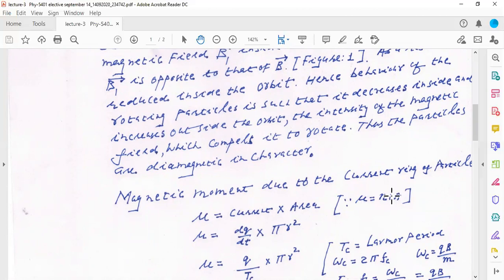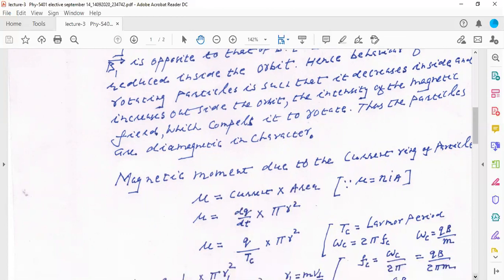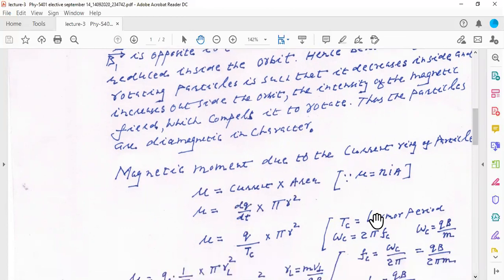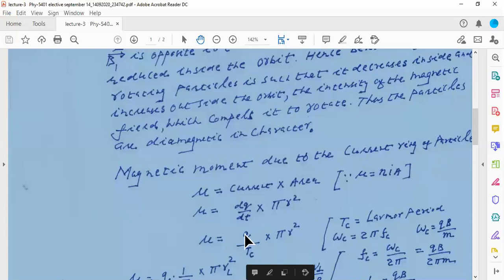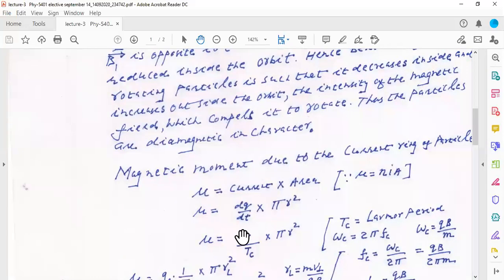Now I is a current, so we can take dq by dt. Current you can write as dq by dt, and the area of the circular orbit is pi r squared, where r is the Larmor radius, you can see. And now dq is the charge which is gyrating around the field line. It may be an electron, it may be an ion. So we write down the magnitude of charge. If it is an electron, it is minus q. If it is an ion, it is plus q. But when calculating the magnitude, here I am keeping the magnitude of charge q. dt is basically the Larmor period.